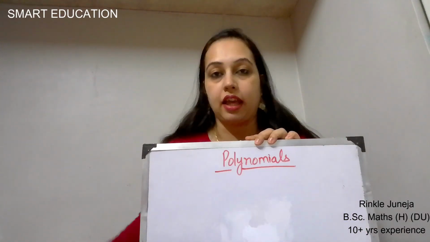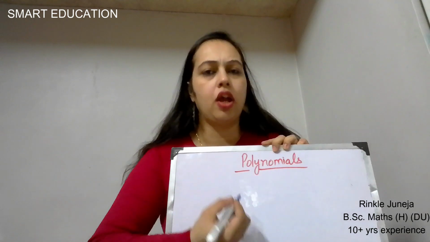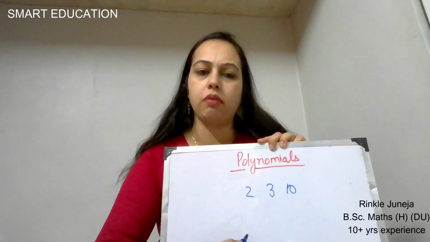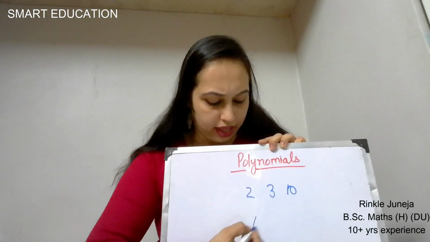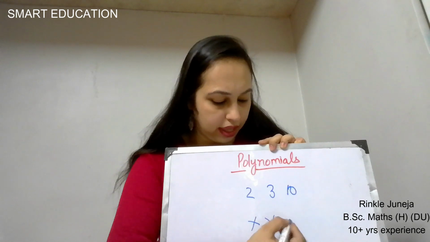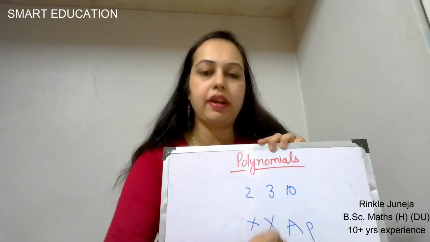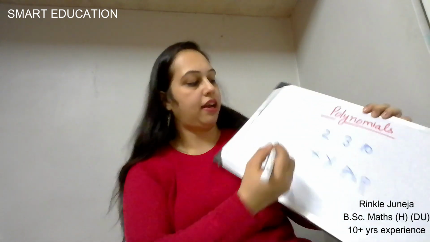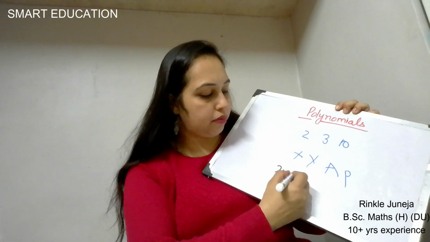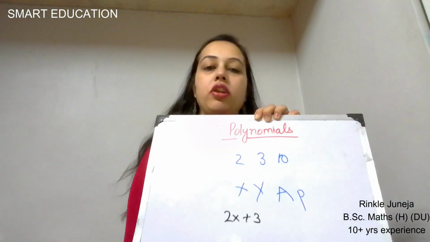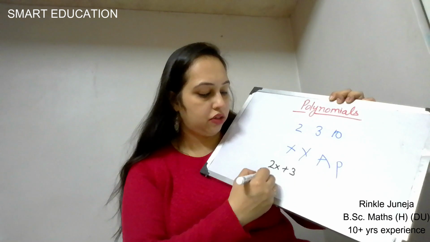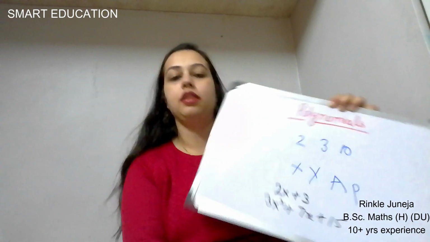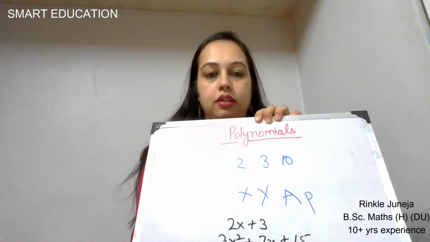अब पॉलिनॉमियल्स होते क्या हैं? पॉलिनॉमियल्स वो एक्सप्रेशंस होते हैं जिनमें कुछ नंबर्स लिखे जाते हैं जैसे 2, 3, 10 या कोई भी, और कुछ वेरिएबल्स लिखे जाते हैं जैसे x, y, a, p, or any alphabet which can be used as a variable. For example, we can write an expression 2x plus 3. This is a polynomial. Or we can say 3x square plus 7x plus 15. This is also a polynomial.